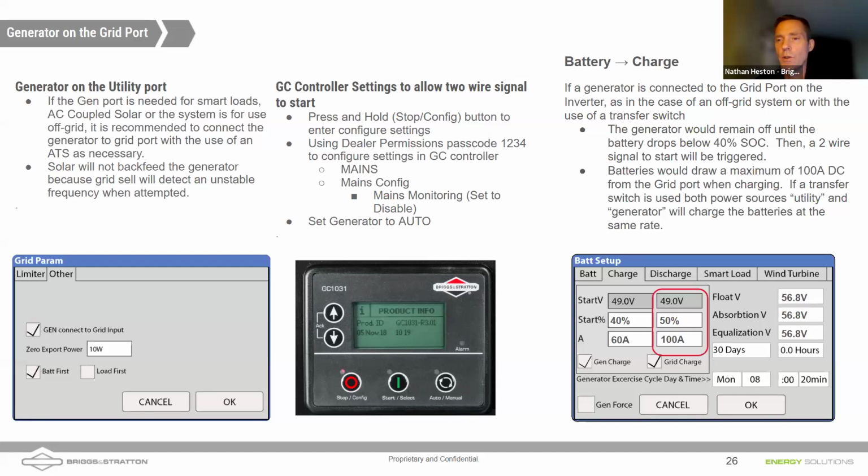So again, when you have the generator on the grid port through a transfer switch, or because you're off grid, you use that column on the right there. So anytime the batteries are below 50% and there's no grid present, when those two conditions are met, the two-wire start signal will start up the generator. And after that generator signal gets qualified and the transfer switch kicks over, you'll be using generator power, and that will initiate a charge cycle on the batteries. Again, you don't need to use 50%. This is just an example.